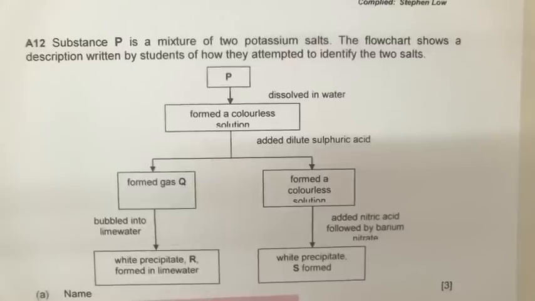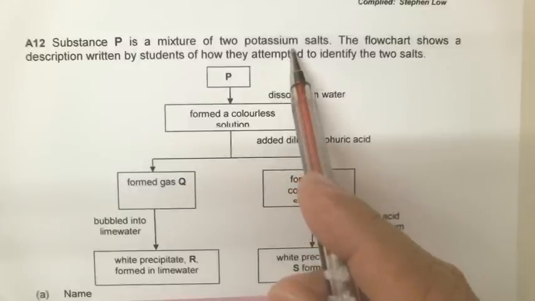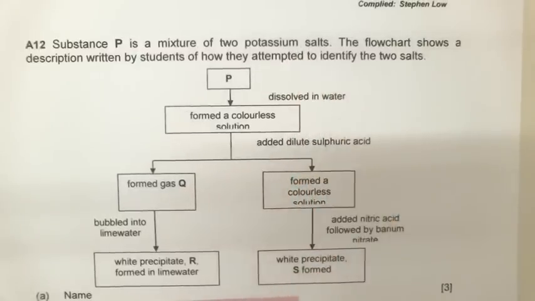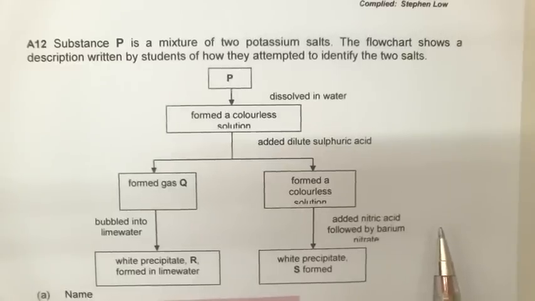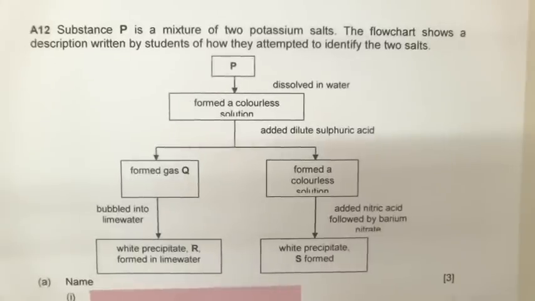Now in this question, substance P is a mixture of two potassium salts. All potassium salts are soluble in water, so it's a bit challenging to identify what the potassium salts are. Let's look at the question now.